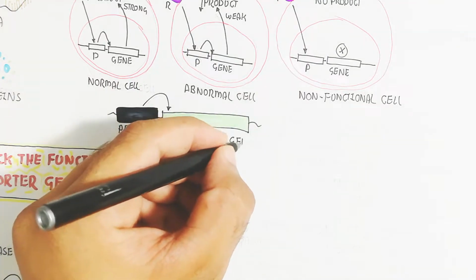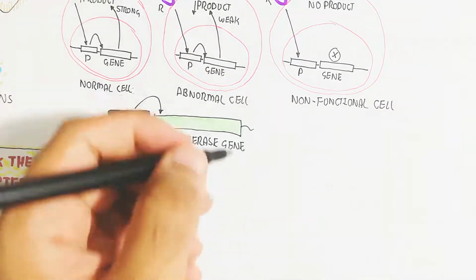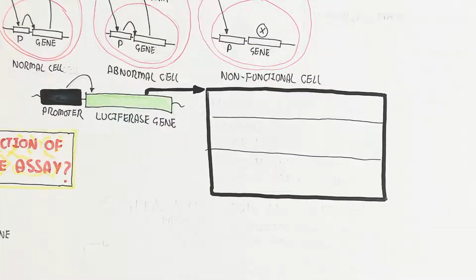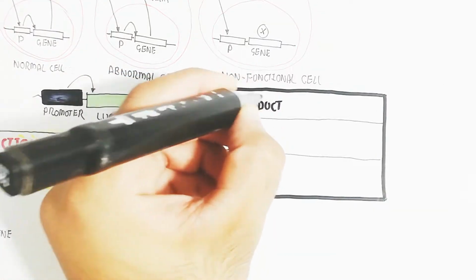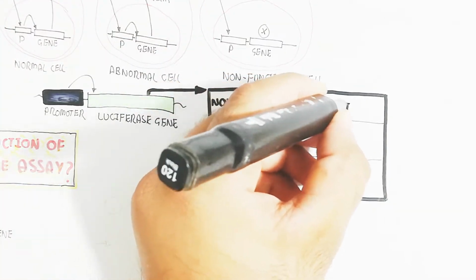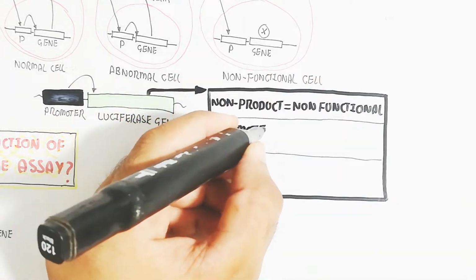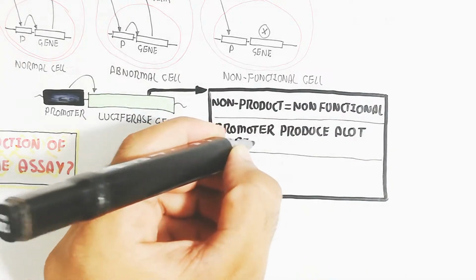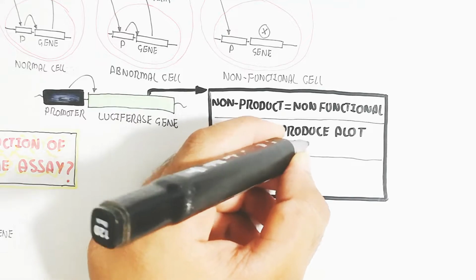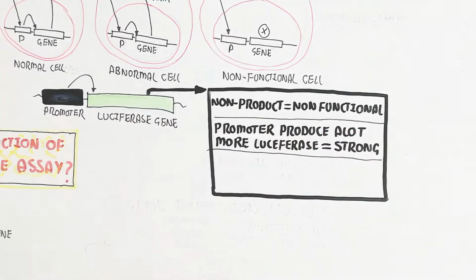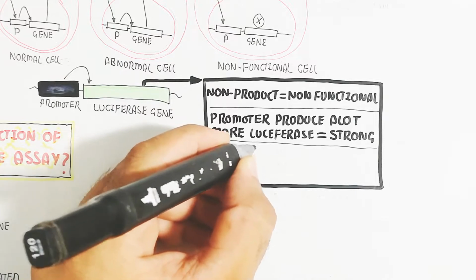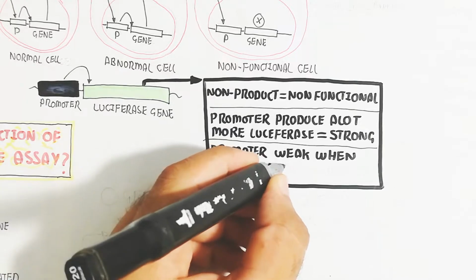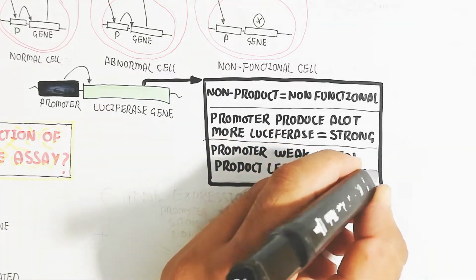So here is after the removing of the promoter will fix with the luciferase gene in the ex vivo. In this way you can see the non-product is basically non-functional if the product will not produce in the laboratory, and the promoter produces a lot more luciferase, produces more color, it means more strong, it means it is more functional, and a weak promoter produces less product than a strong one, so it means we can identify in the cell by this mechanism.